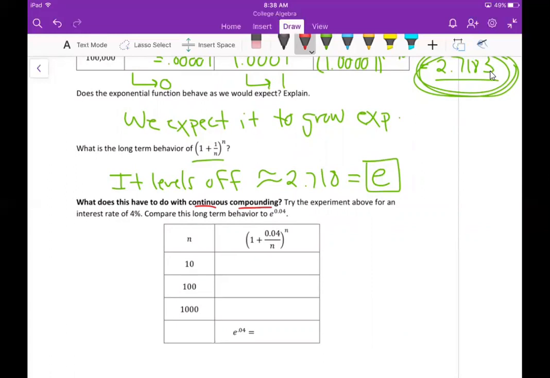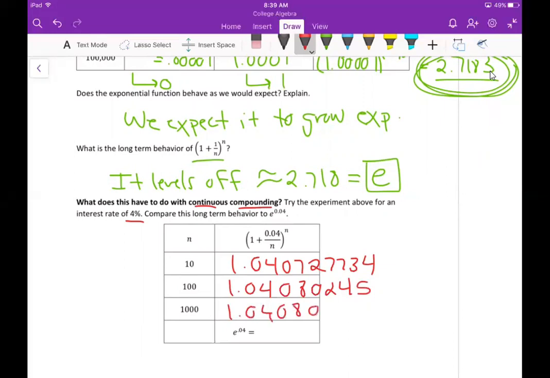So let's do another experiment. This time we're going to raise it to 4%. So if I take 1 plus 4% and I change up those compoundings, what does that growth factor approach? So if you plug in 10, you should get 1.0407277734. It goes on for a while. You do it 100 times, again, you're going to see that approaching a constant value. 1,000 times, and you really see that approach 1.0408 and so on.